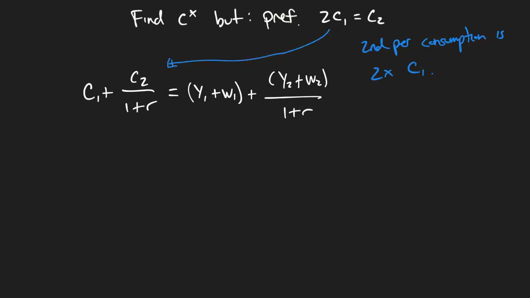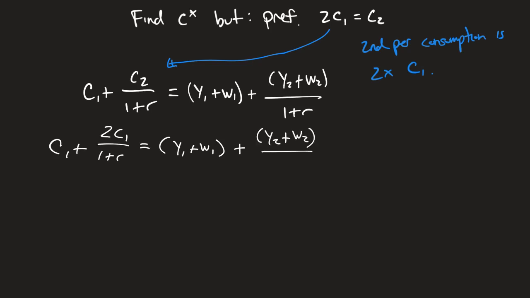And so now what we have is C1 plus 2C1 in the numerator, 1 plus R in the denominator, equals this right-hand side of Y1 plus W1 plus Y2 plus W2 all over 1 plus R. This is going to be very similar steps to what we took in our last video. So we want to multiply both sides by 1 plus R, just so we can get rid of these fractions. It's easier to work with numbers without a denominator and numerator.